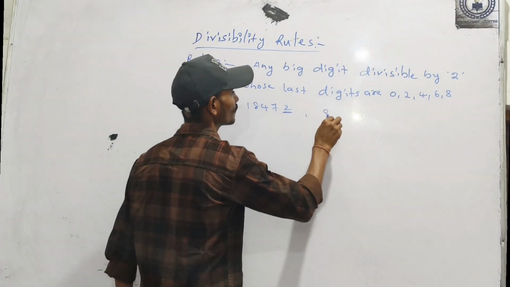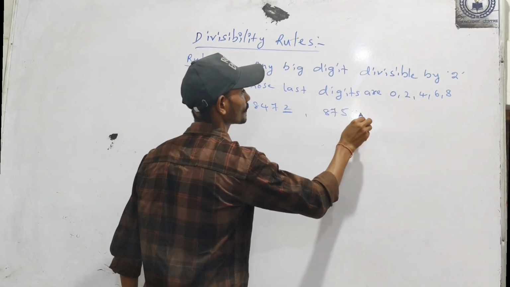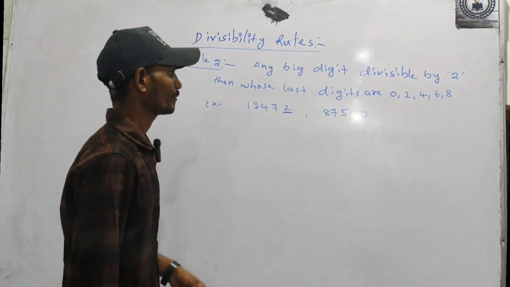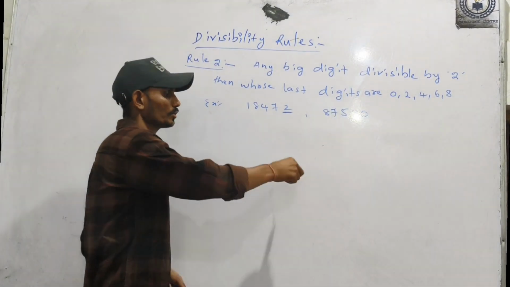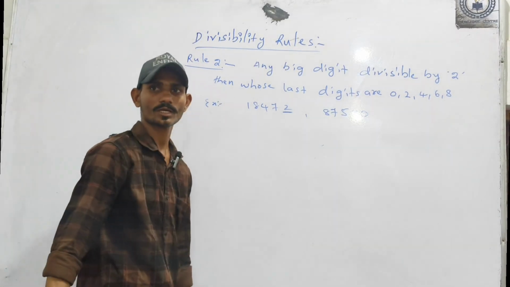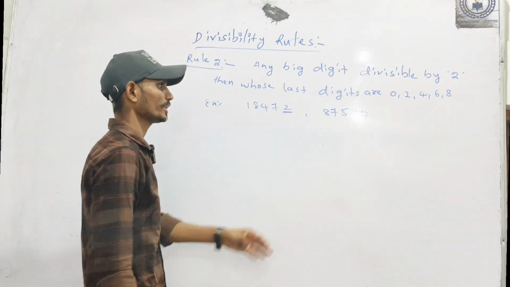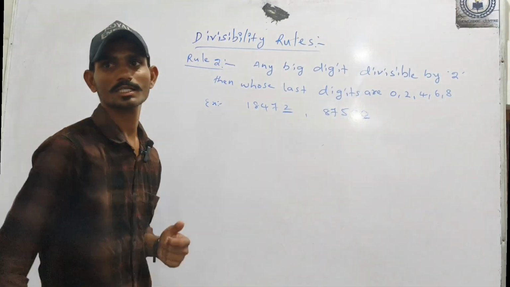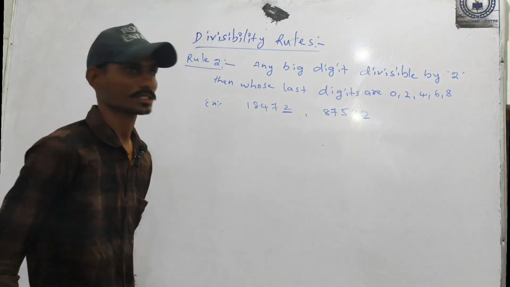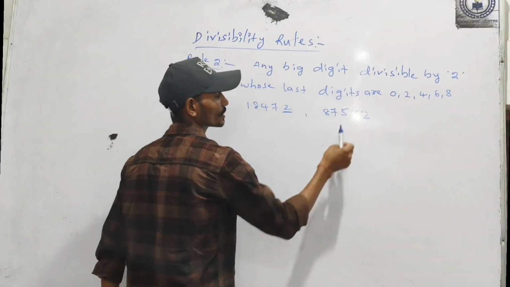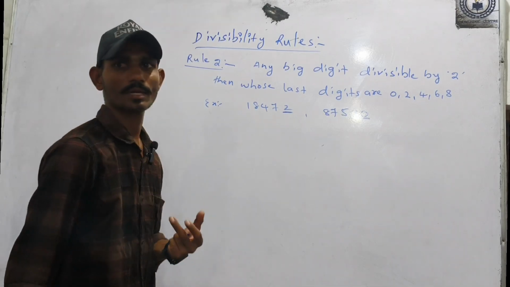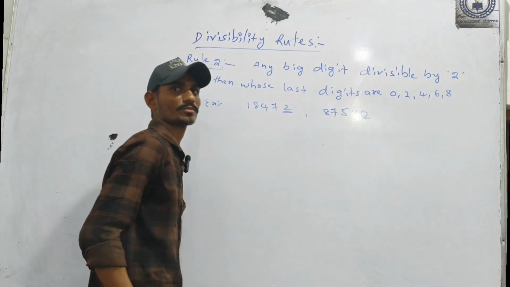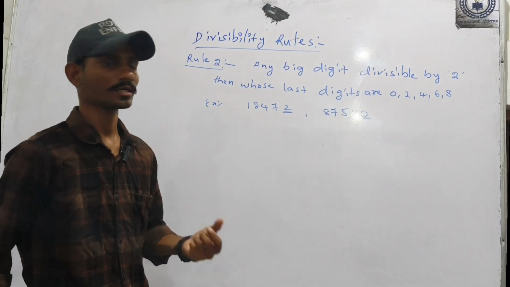Next, one more example: 87,530. When we divide by 2, it takes more time. But by finding the last digit, we can say this big number is divisible by 2, because the last digit here is 0. Any big-digit number having last digit 0, 2, 4, 6, 8 is easily divisible by 2.